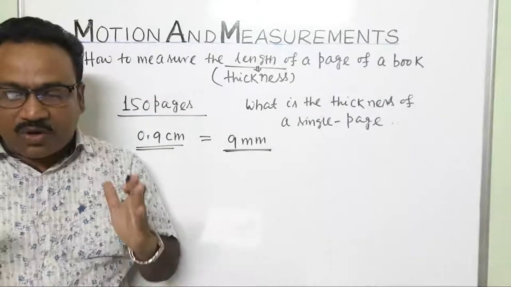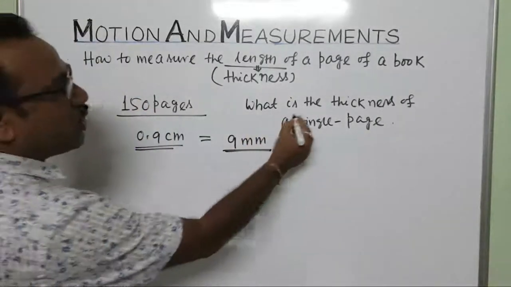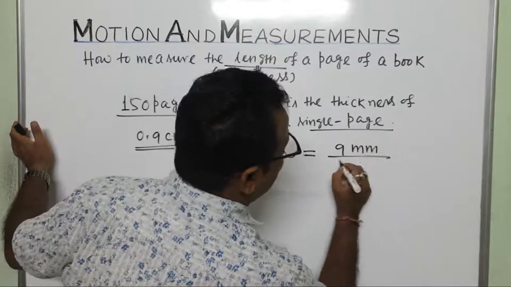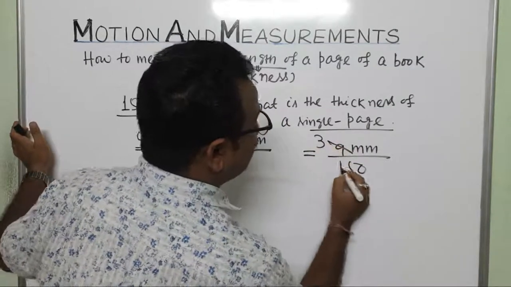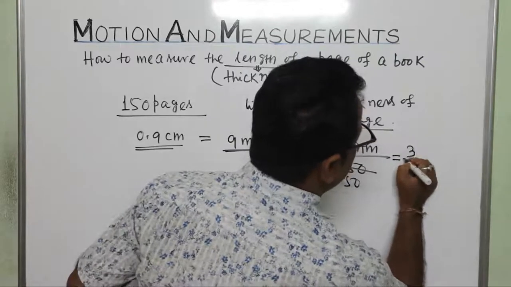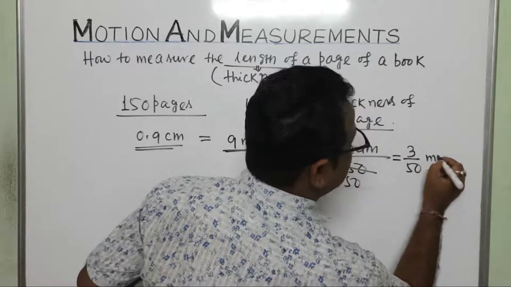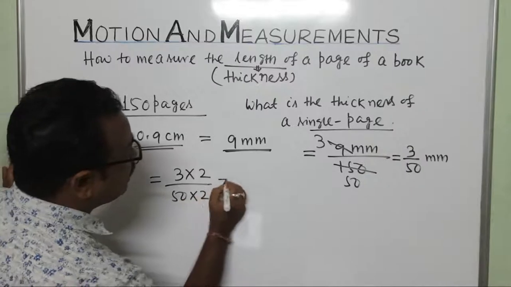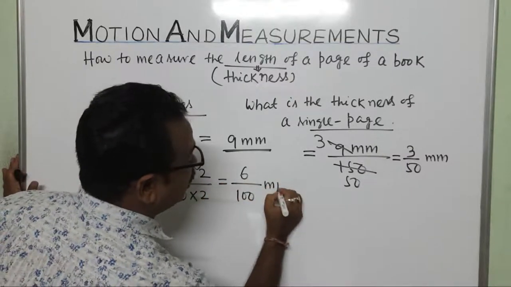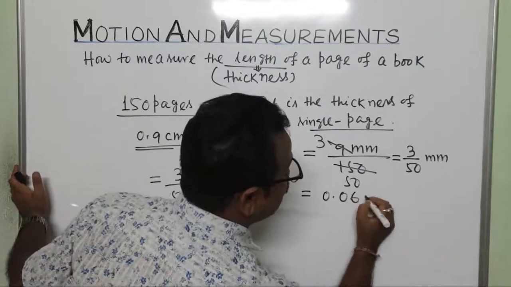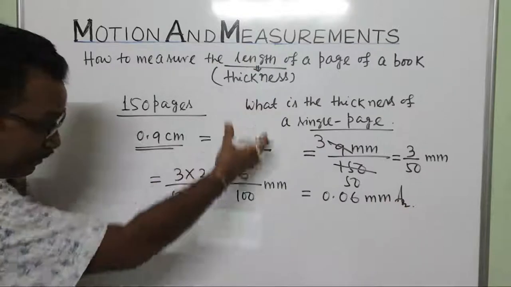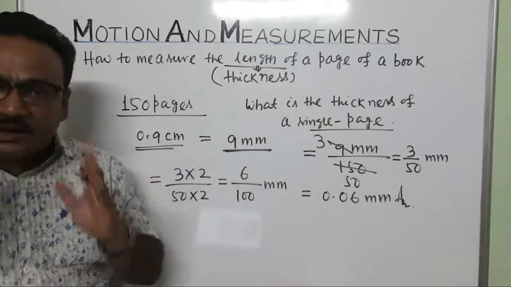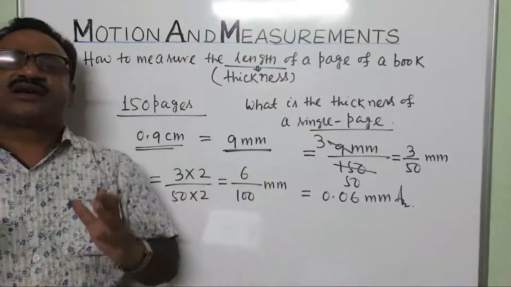For how many pages? For 150 pages. So what is the thickness of a single page? That is equal to 9 millimeter by 150. Now cut it by 3. That is equal to 3 by 50 millimeter. Or we can write that is equal to 3 into 2 by 50 into 2, which is 6 by 100 millimeter, that is equal to 0.06 millimeter. So from this calculation, we get that the thickness of a single page is 0.06 millimeter.